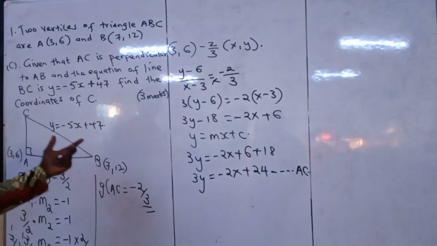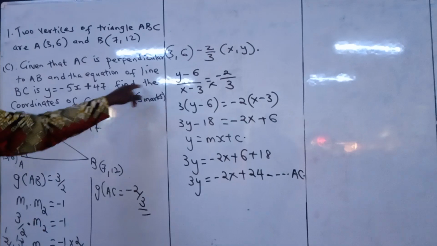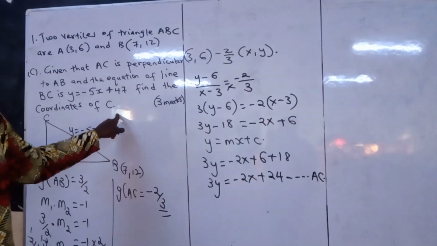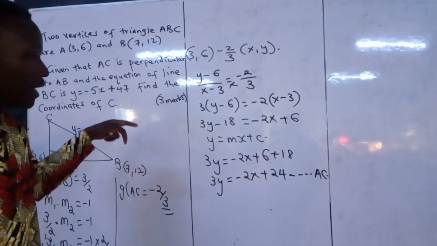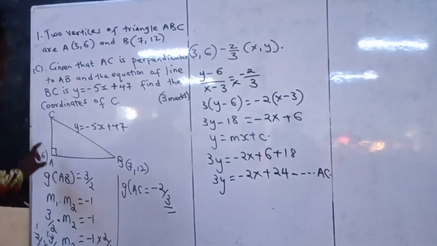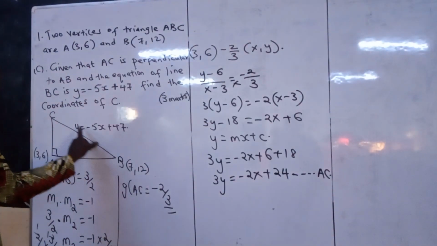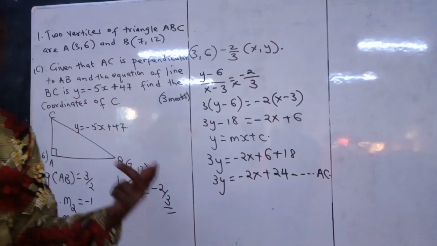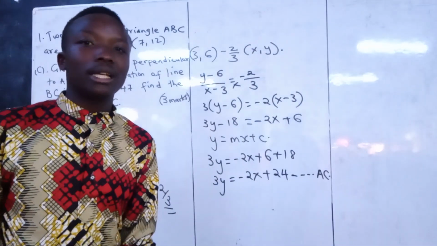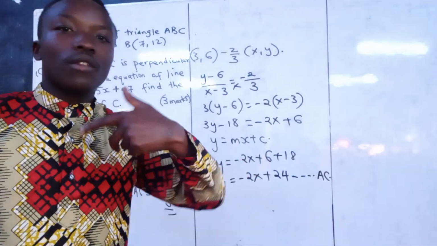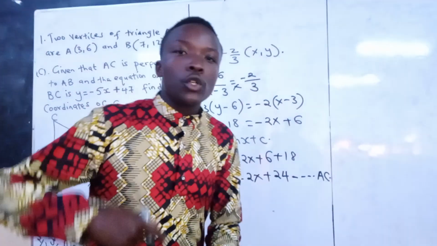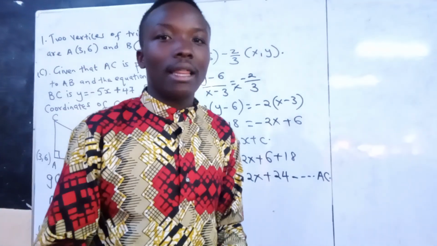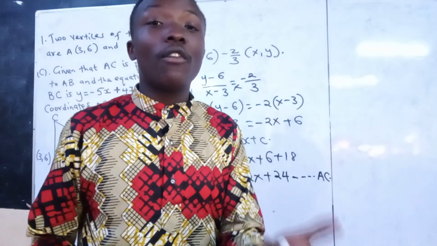Our question says we are supposed to find the coordinates of C. So how do we find the coordinates of C? It is very easy. We have the equation of AC and the equation of BC. Both of them are simultaneous equations. So we are going to solve the two simultaneous equations so that we determine the coordinates of C in the form x, y.